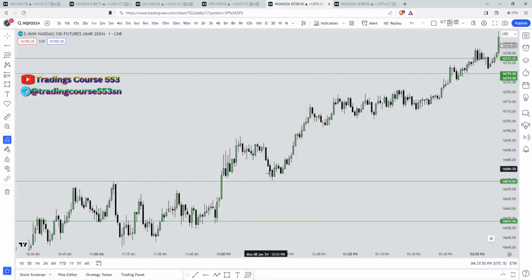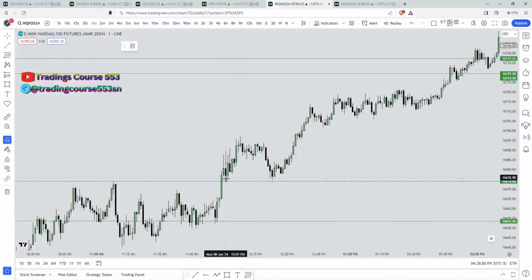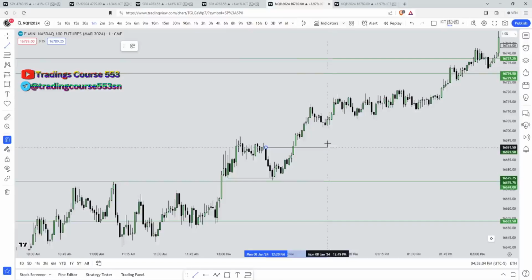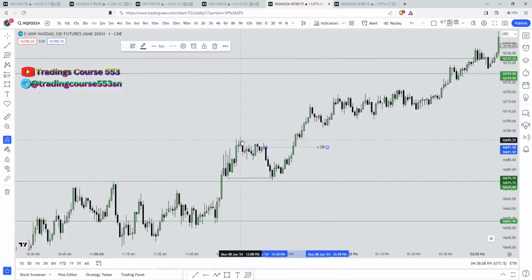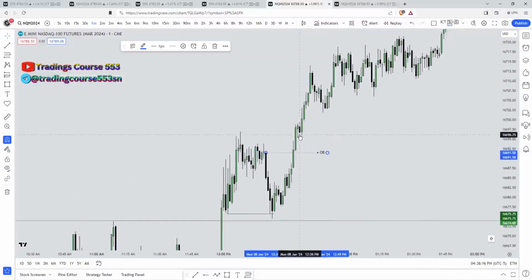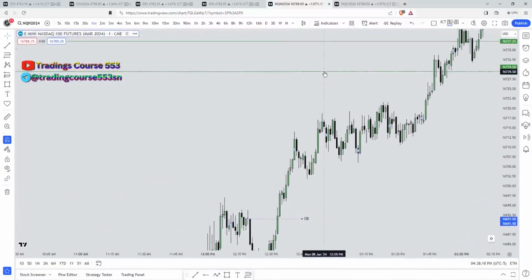Price broke above this high, returned back, took out sell side liquidity, and then it expanded higher. So once I see this, this is a sign to me price took out buy side. Once it takes out that buy side, I want to see a run on sell side, and then I want to see it expand higher. It did that.